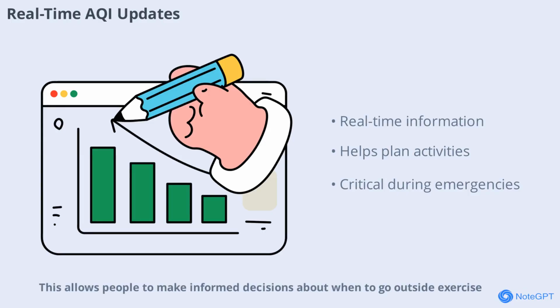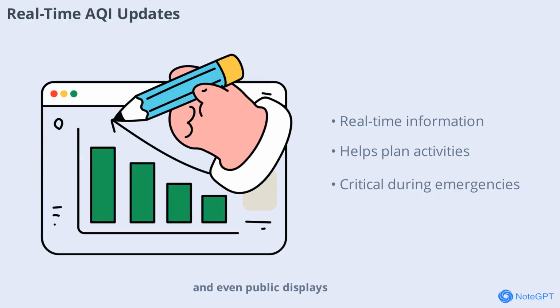This allows people to make informed decisions about when to go outside, exercise, or take precautions. Real-time updates are especially important during events like wildfires or pollution spikes, when air quality can change rapidly. Many cities offer AQI updates through websites, mobile apps, and even public displays.